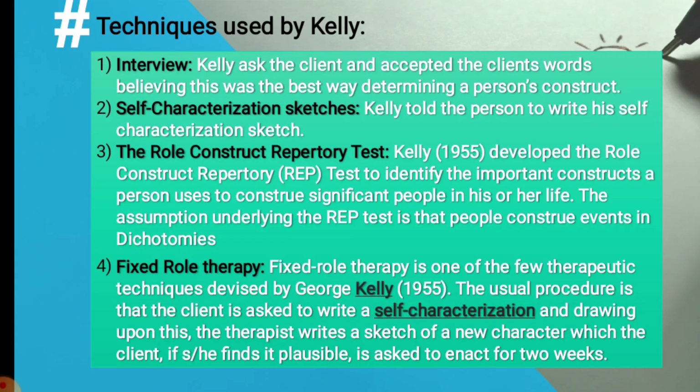So, yan. So, those are the 11 corollaries. Please try to remember some key terms there, like what is important or what is the main tenet or ano yung pinaka-meaning ng every corollary. Importante po yan. Let's proceed to the techniques used by Kelly. So, he has several techniques that he used for his theory. Number 1 is interview. Okay? Okay, another thing is self-characterization or sketches. Next is the role construct repertory test. Okay, and number 4 is fixed role therapy.